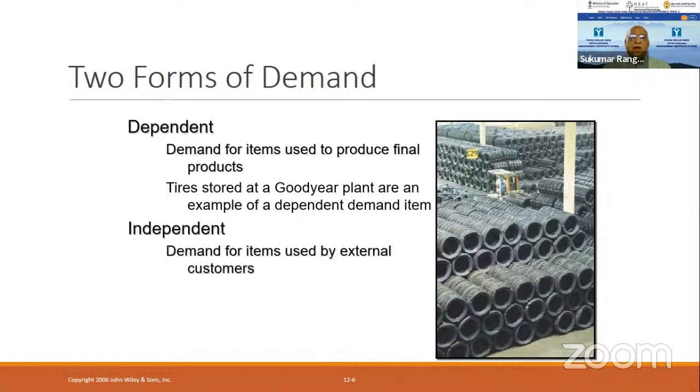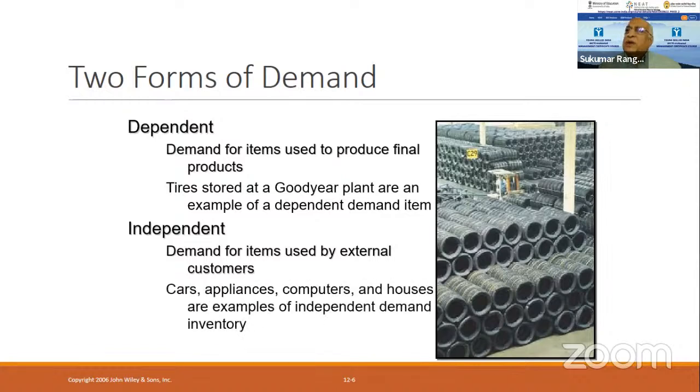In case of independent demand, it is demand for items used by external customers. Now, there the variations can happen due to many reasons, and there could be either a very high sudden demand happening, or there could be a stoppage, due to government regulations or many other things, for items like cars, appliances, computers, house.